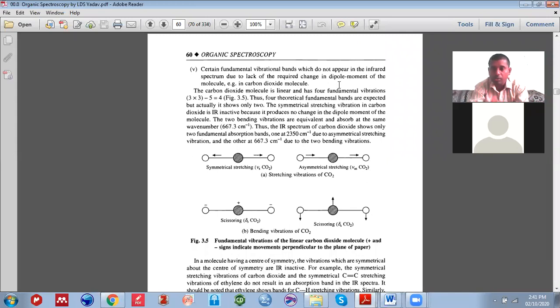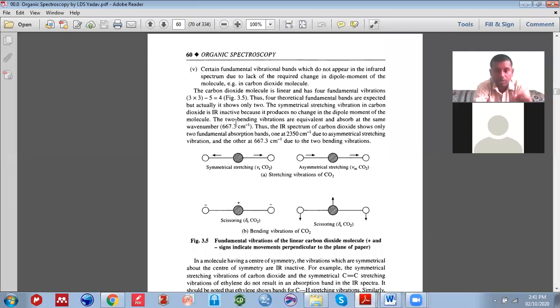I have already told about the basic criteria of IR spectroscopy. The molecule must have a permanent dipole moment. In the case of rotational spectra, the criterion is the same: the molecule must have a permanent dipole moment. Certain fundamental vibrational bands do not appear in the infrared spectrum due to lack of the required change in dipole moment of the molecule.